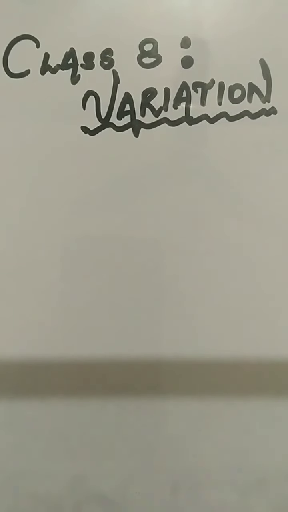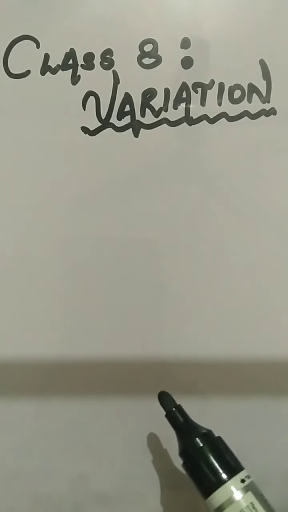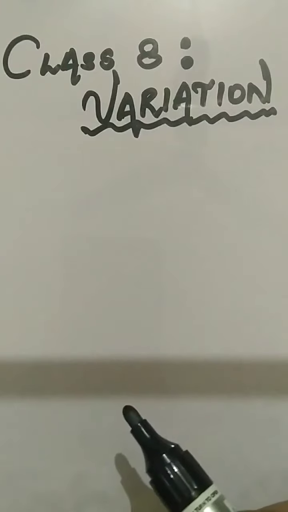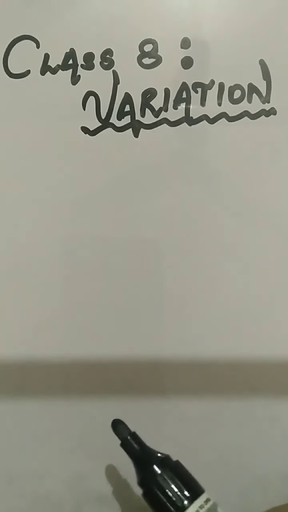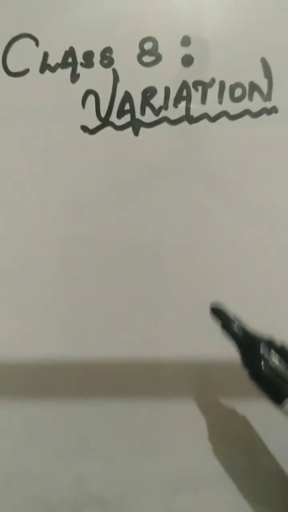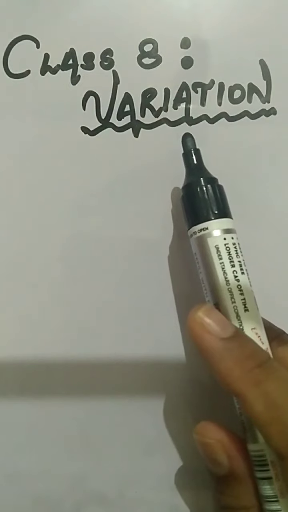We had started with the chapter variation, and today we will discuss inverse variation. Those who didn't go through the previous part, please go through it. In that we had discussed direct variation, and we had discussed that if one quantity increases, the other quantity also increases, then they have direct variation.